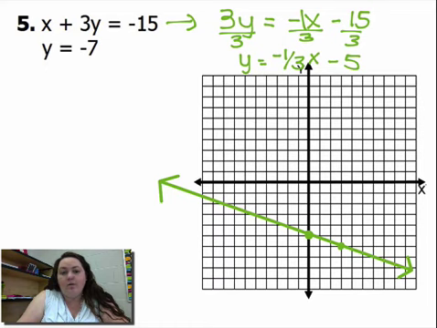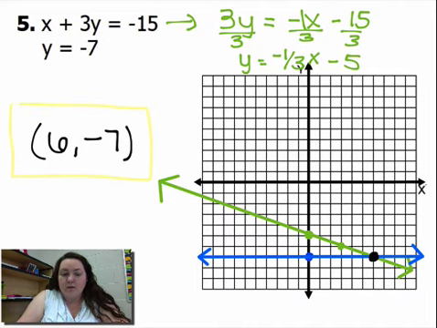Y equals negative 7. All my y values are going to equal negative 7. So it's going to be a horizontal line going through the y-intercept at negative 7. So it's going to look like that. The point where they intersect is 6, negative 7.